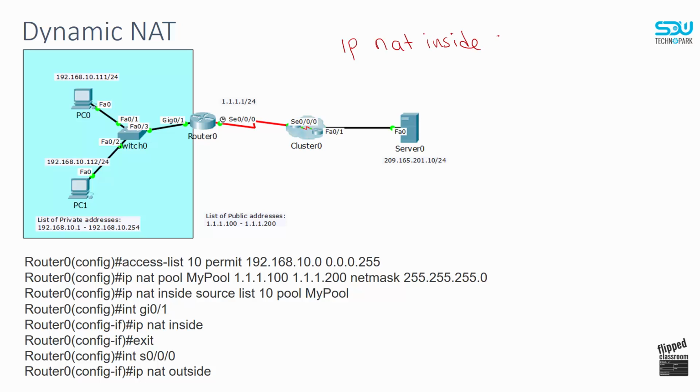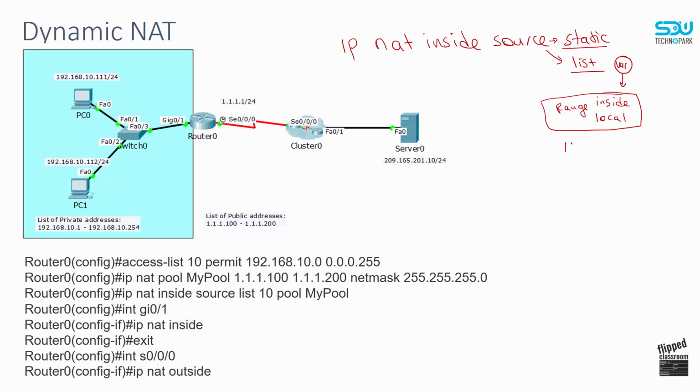inside source, and then you defined the command static. So actually you have two variants: you will use static or you will use list. If you're using list, you can use a variable name, which will define the range of inside local addresses. Let me write here range.